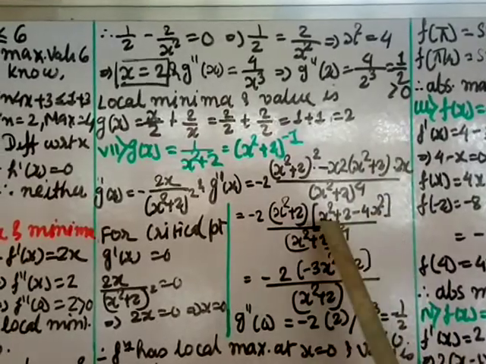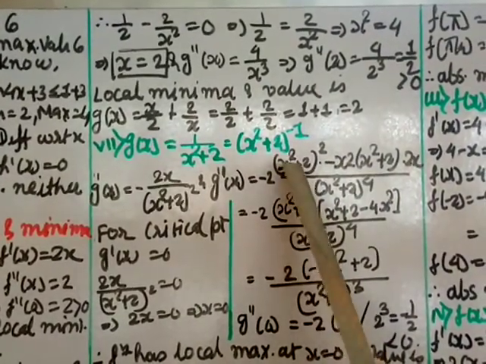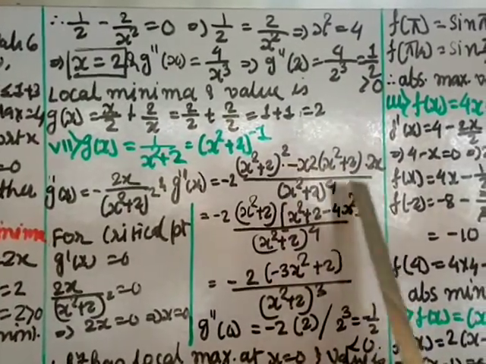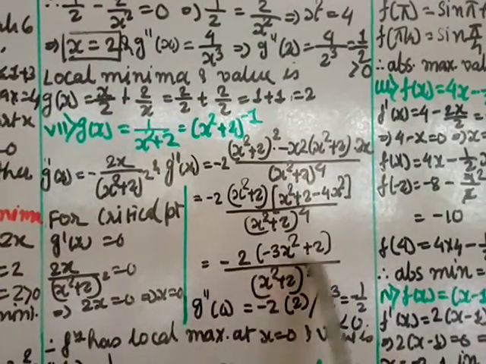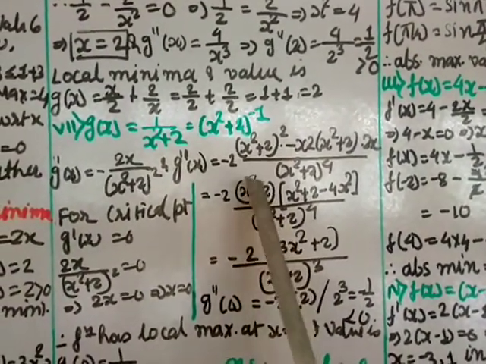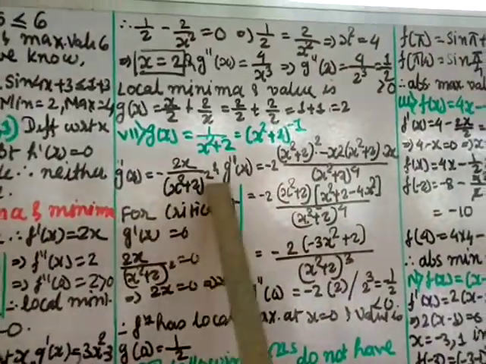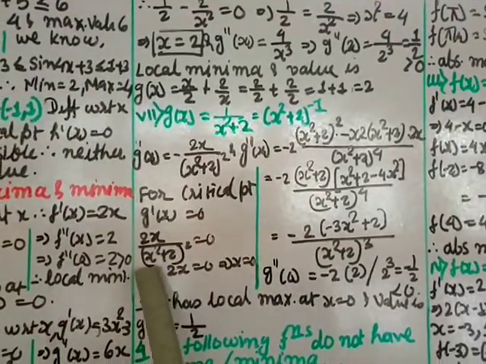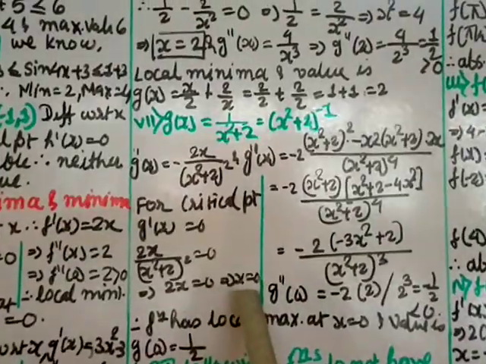I'll simplify. When you simplify this, you multiply, and x square plus 2 I am taking common. Here x square plus 2 remains, here minus 2 into 2 is 4, x square remains. This you simplify, you get minus 3x square plus 2. So minus 2, okay, this you keep as it is, here one factor I am cancelling. Now I am going to find the critical point. I will equate this with 0. So 2x by x square plus 2 equal to 0, this you transfer, then 2x equal to 0, so x equal to 0 you get.